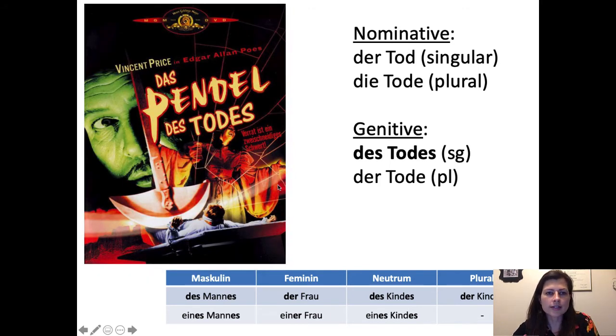Okay, das Pendel des Todes is the pendulum of death. I think in English it was called The Pit and the Pendulum, but they changed it slightly to the pendulum of death. So the word death, der Tod, is masculine, der Tod. And then the plural would be die Tode, right? And then the genitive would be des Todes, of death. So we have the pendulum of death is das Pendel des Todes, des Mannes, des Todes.